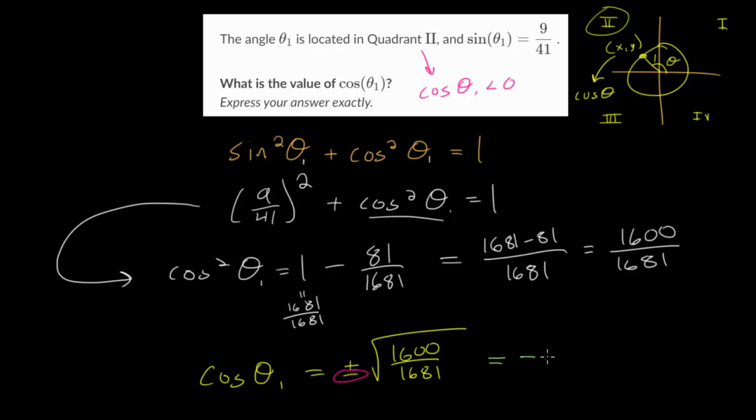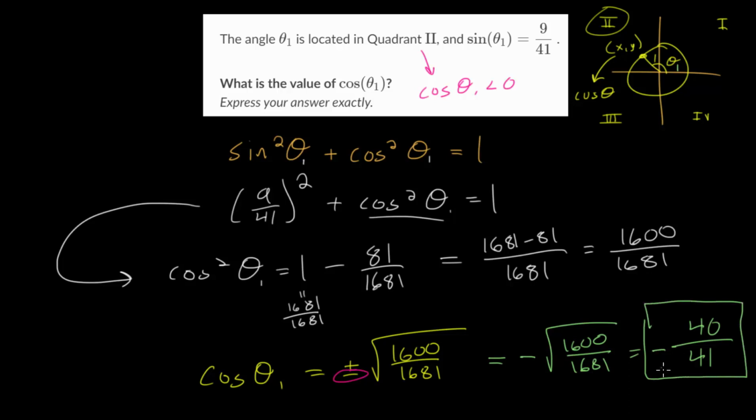We have minus the square root of 1600 over 1681. And since we're taking the square root of a fraction, we can take the square root of the numerator and the square root of the denominator. We know that 41 squared is 1681, so the denominator is 41. And the square root of 1600 is 40. So the cosine of theta 1, where theta 1 is in this quadrant here, is simply minus 40 over 41.